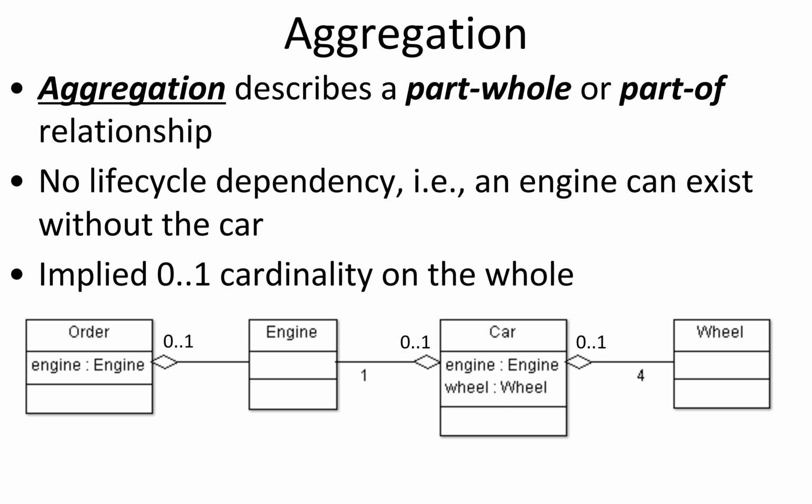So this is being represented as an aggregation, right? An order might contain one or more engines. But because I remove the parent, doesn't mean that the child is removed. Same thing with a car.